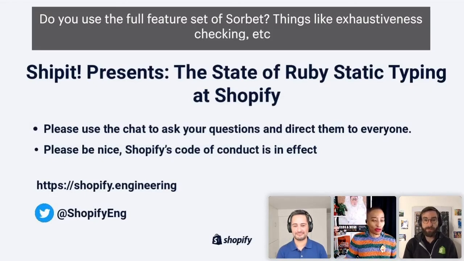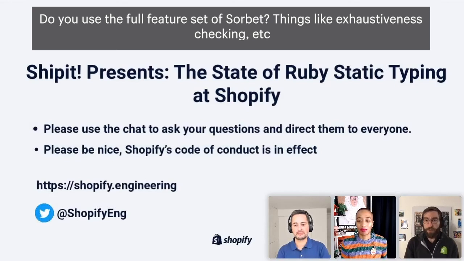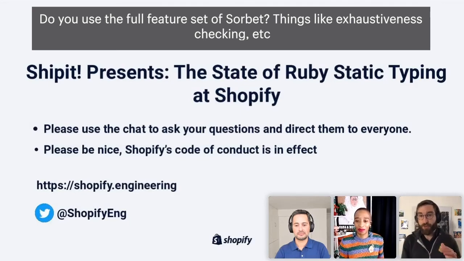Do we use the full feature set of Sorbet, things like exhaustiveness checking, etc.? Yes, most of the features in Sorbet, we use them somewhere in the monolith. Be reminded that this monolith is super big, so a lot of people are enjoying different features. Exhaustiveness checking is interesting when you use enumerations. A few of our people are actually striving to get to strict level or higher, even strong sometimes, so they benefit from these features. For the people at typed false and typed true, it's a bit less.